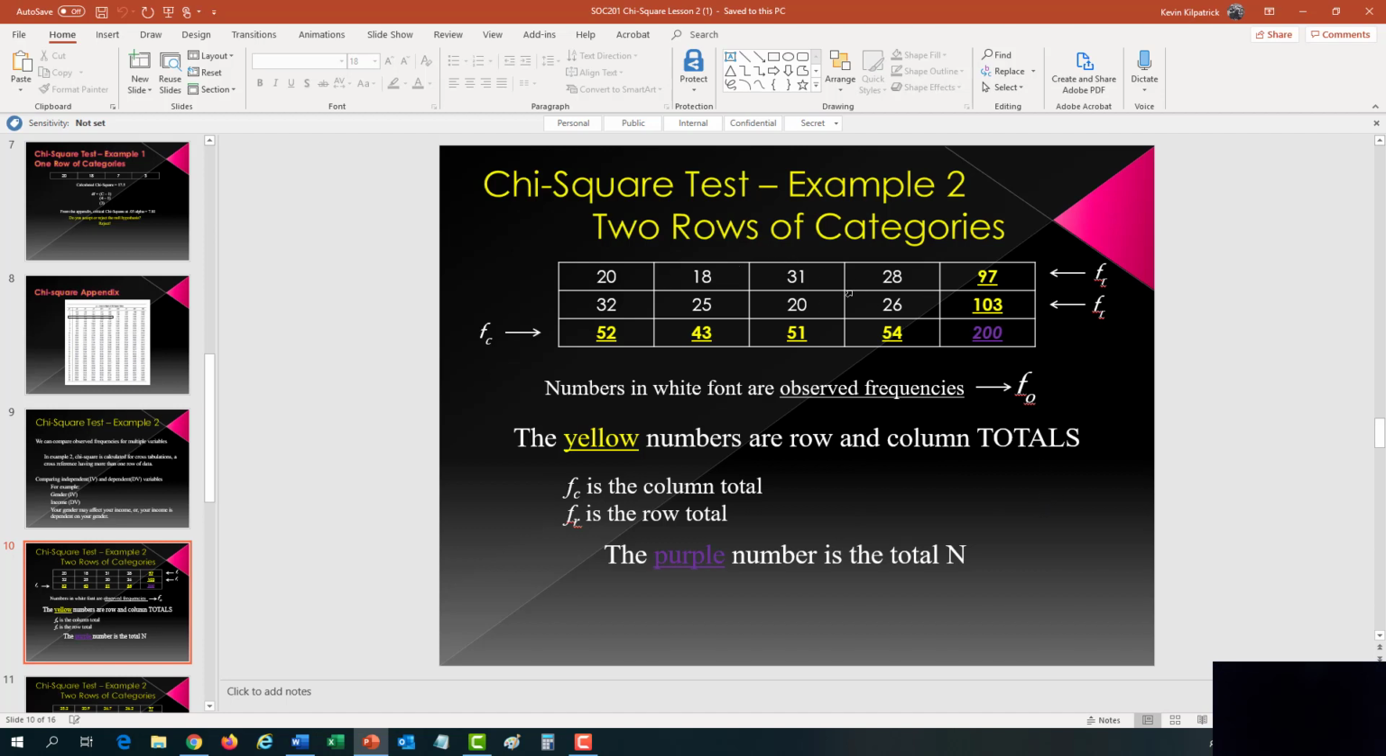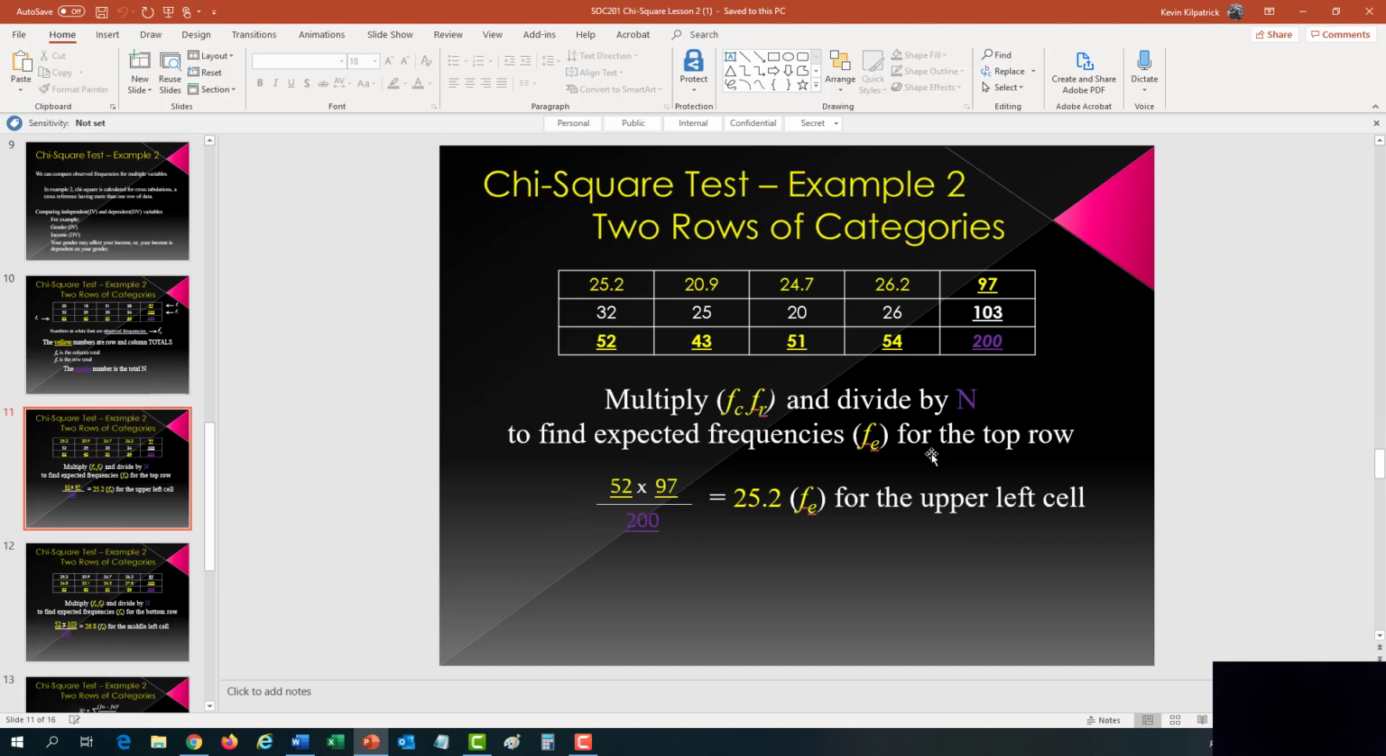Okay, remember, the white font numbers are observed frequencies, and we have to calculate the expected frequencies. And this is how we're going to do it. You multiply for each cell the column total times the row total and divide by the total n to find the expected frequencies for first the top row of numbers.